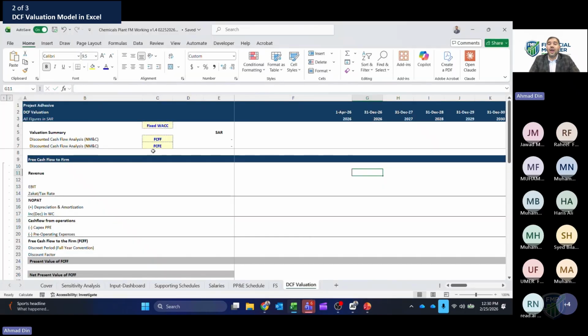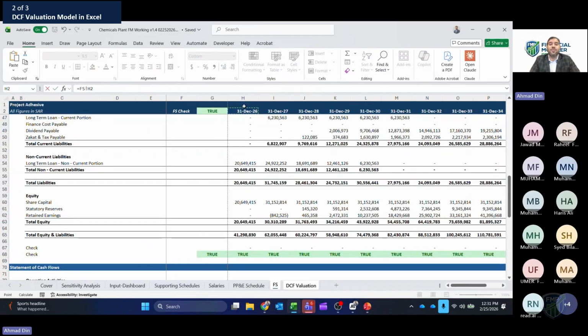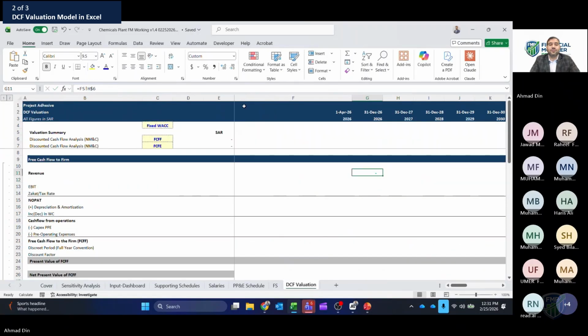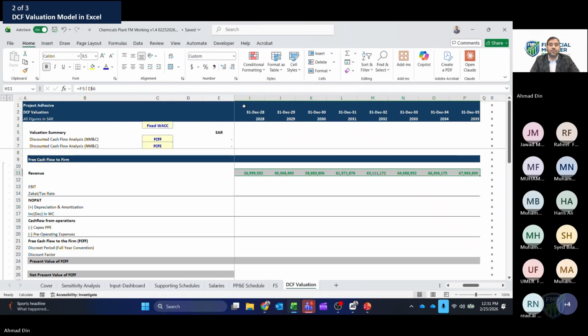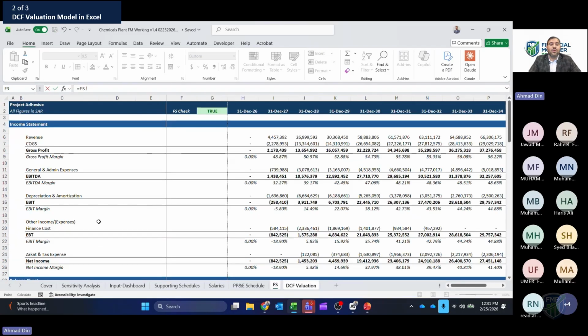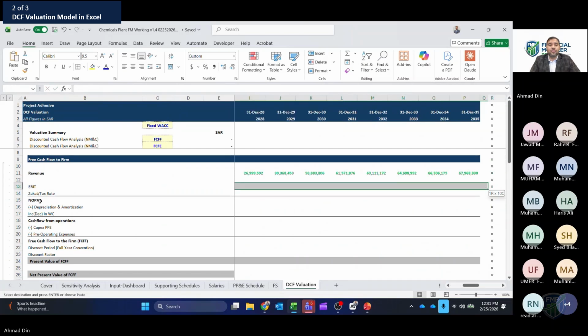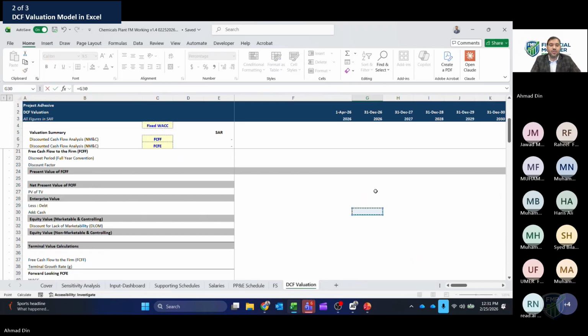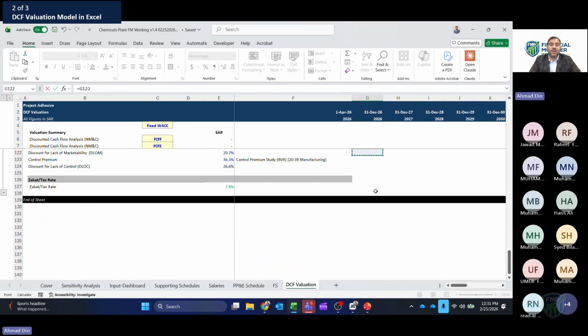Okay, so we will link items one by one into our financial statement. Revenue is our top line item, so we are going to link it with our financials. Then EBIT, earnings before interest and tax, is also from our income statement. Zakat and tax rate: we already calculated our Zakat and tax rate in our weighted average cost of capital, the effective tax and Zakat rate. So we have this one.